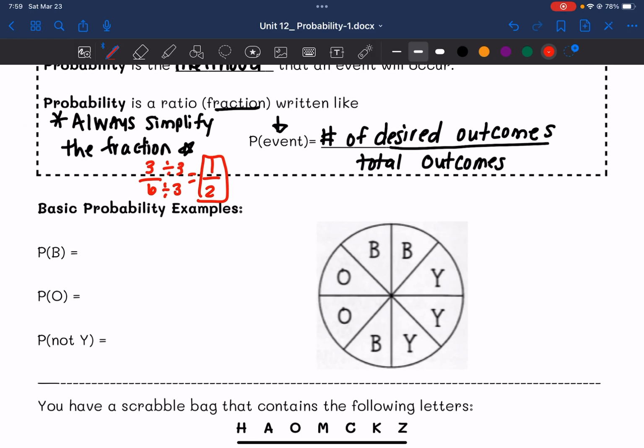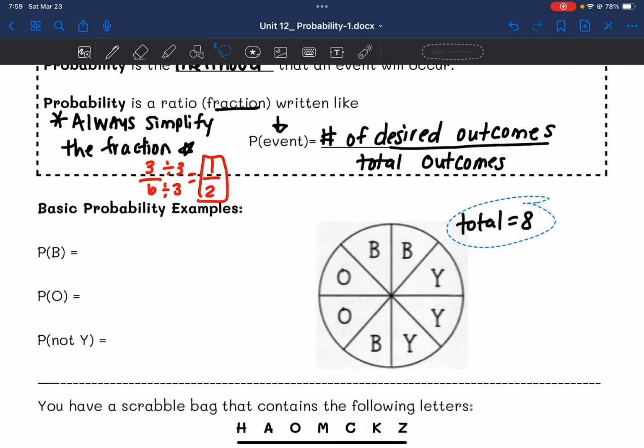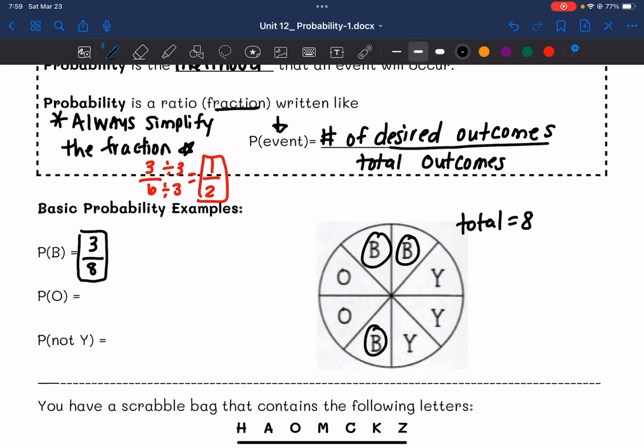So here we have a color or a letter wheel, okay? There is 1, 2, 3, 4, 5, 6, 7, 8 total letters, okay? Now we are looking at the probability of getting, I'm going to change this to black, the probability of landing on a B on the spinner, okay? There would be 1, 2, 3 out of 8. This is the final fraction because 3/8 cannot be simplified, okay?